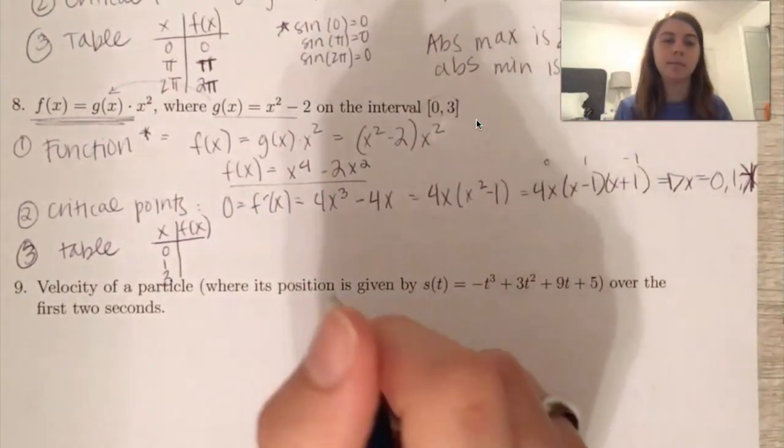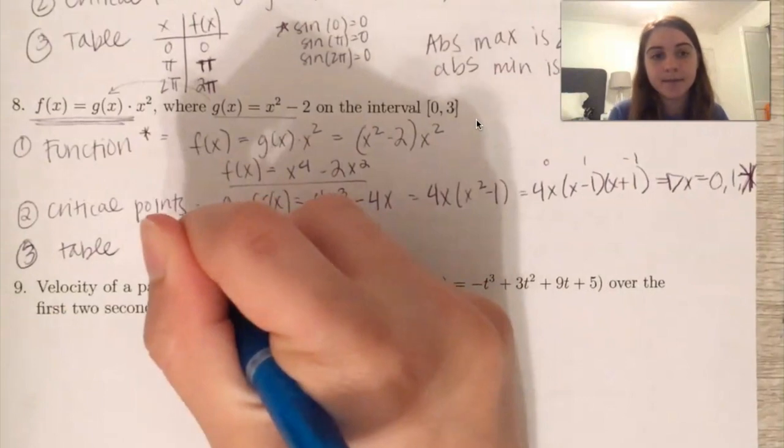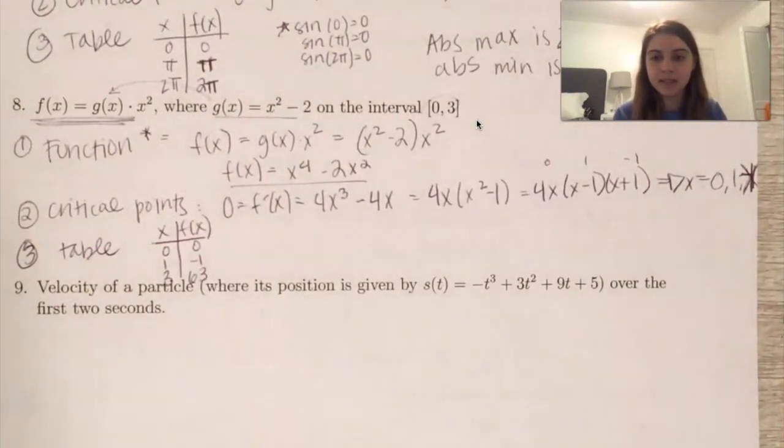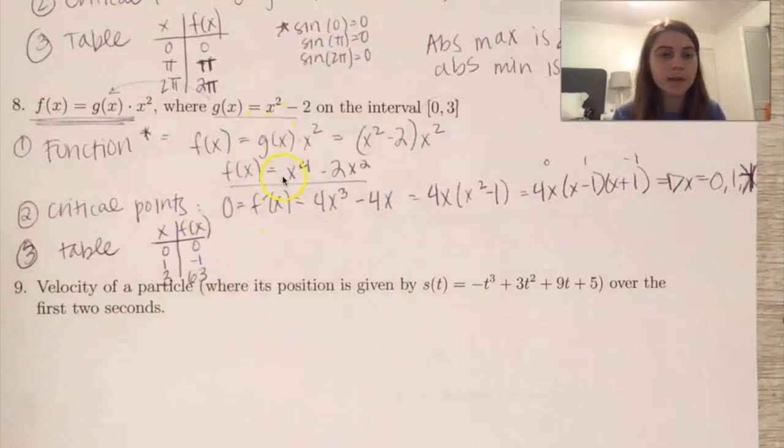So 3 is our last one because it's the second endpoint. And when you plug those in, down here, look what I just did. I literally went straight up to the g of x. This is why. Okay, plug it in here, 0 to the 4th minus 2 times 0. Okay, that one's 0.